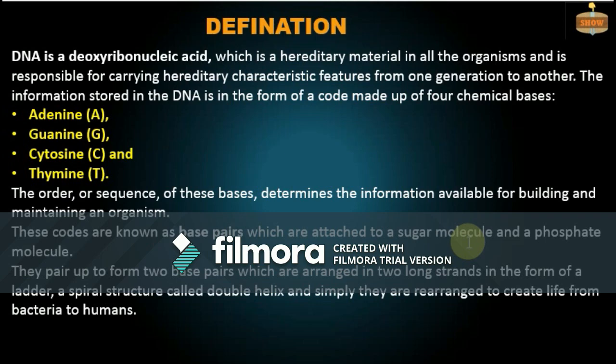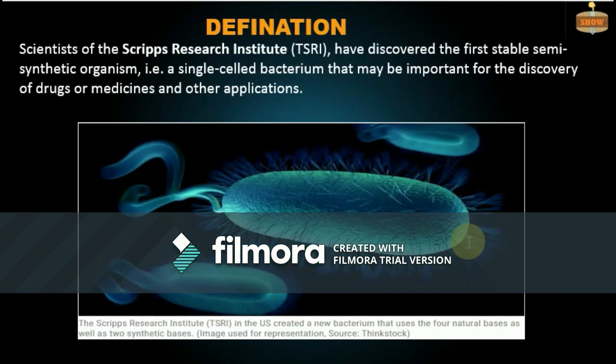Remember, to create life from bacteria to human. So now you will understand why I told you bacteria. This is a diagram of a single cell bacterium. The scientists of the Scripps Research Institute (TSRI) have discovered the first stable semi-synthetic organism, a single cell bacterium that may be important for the discovery of drugs or medicine and other applications.